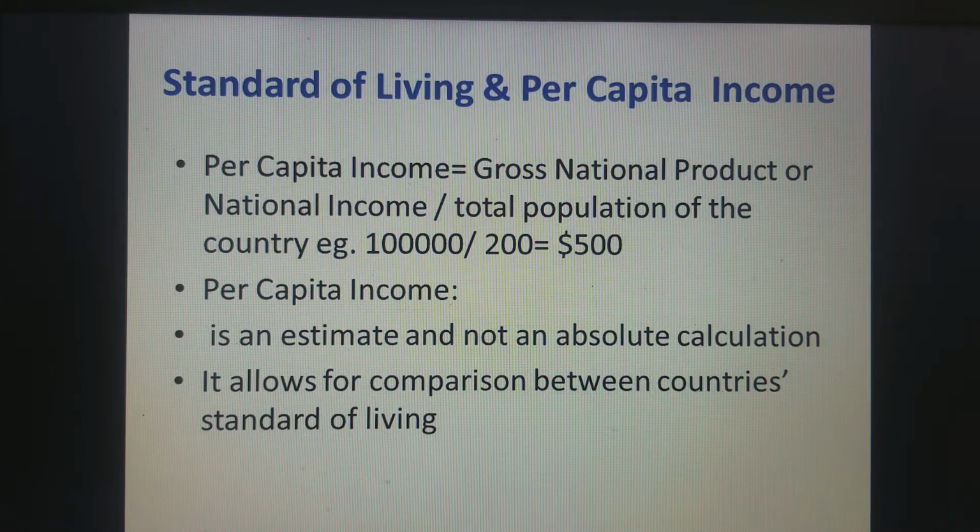standard of living. So, for example, you might have a situation where Trinidad and Tobago's per capita income is, let us say, $2,500, and Jamaica's per capita income is $2,000. A conclusion that could be made here would be that the standard of living in Trinidad and Tobago may seem to be better than in Jamaica, because their per capita income is more than Jamaica's.